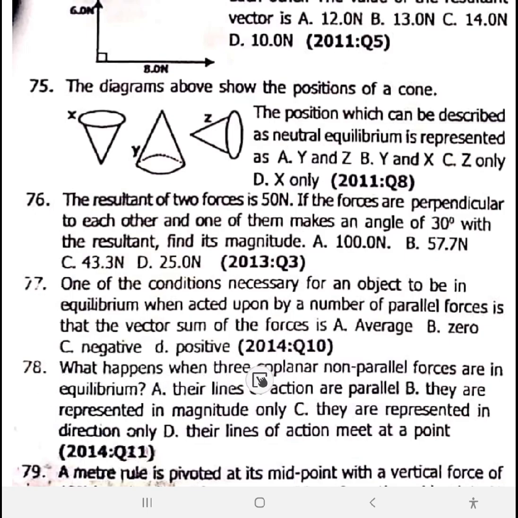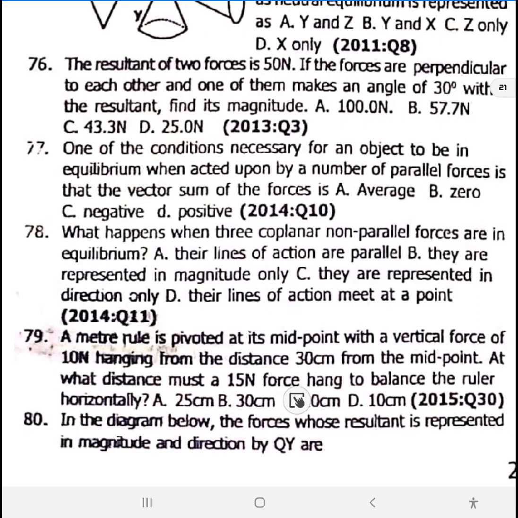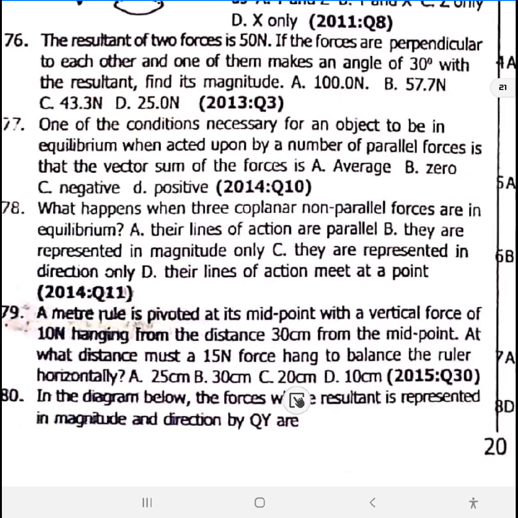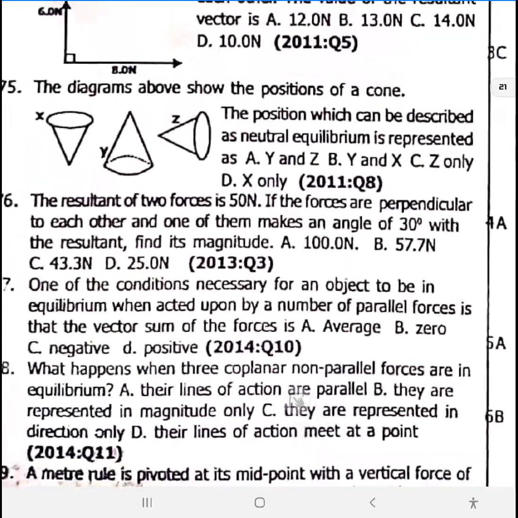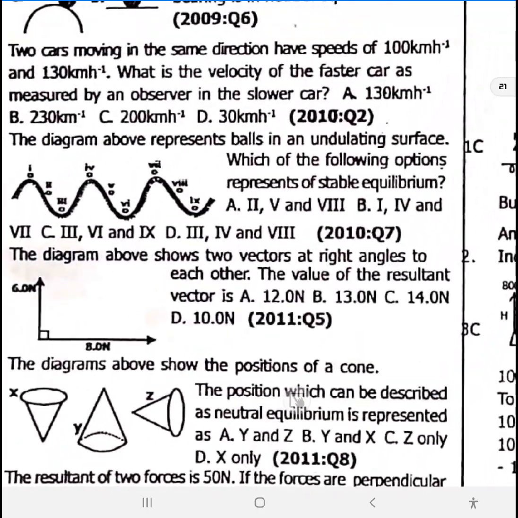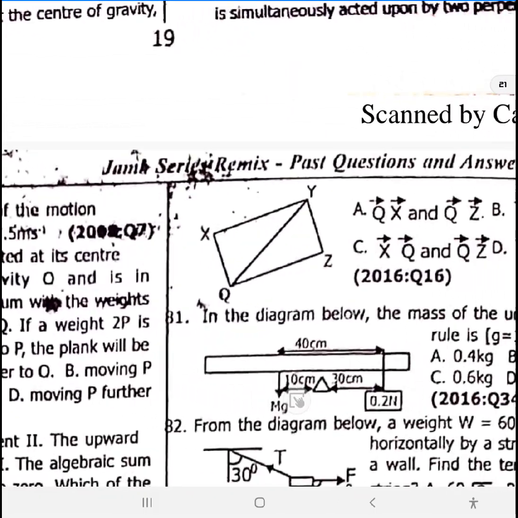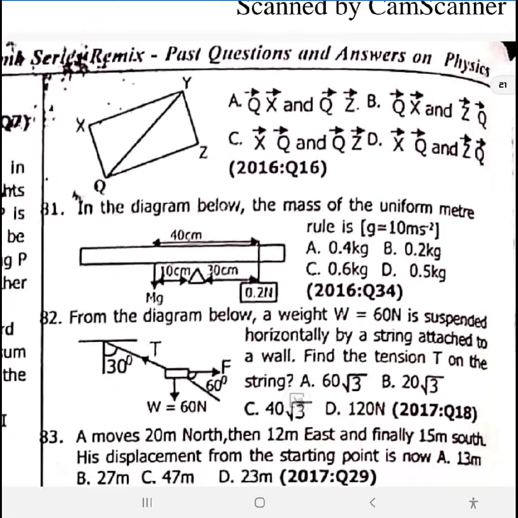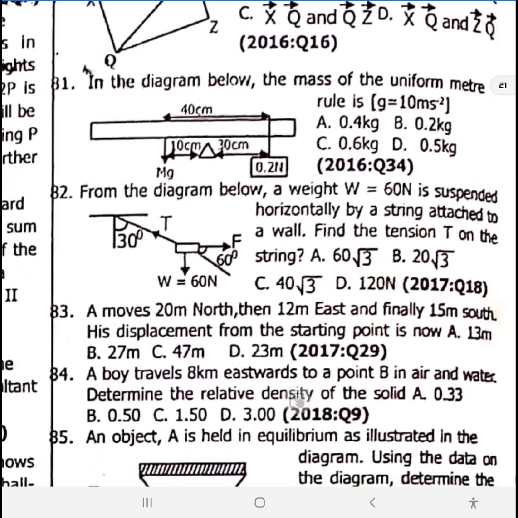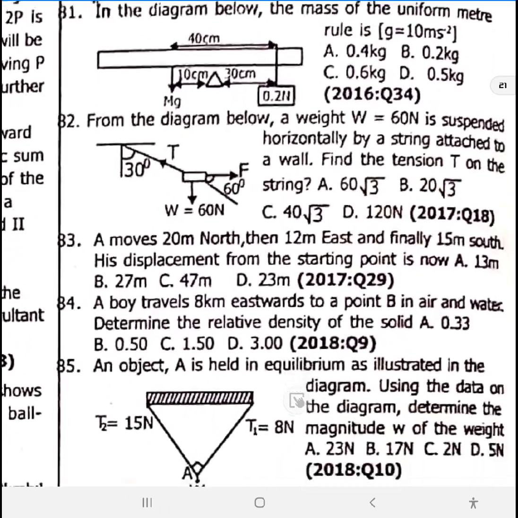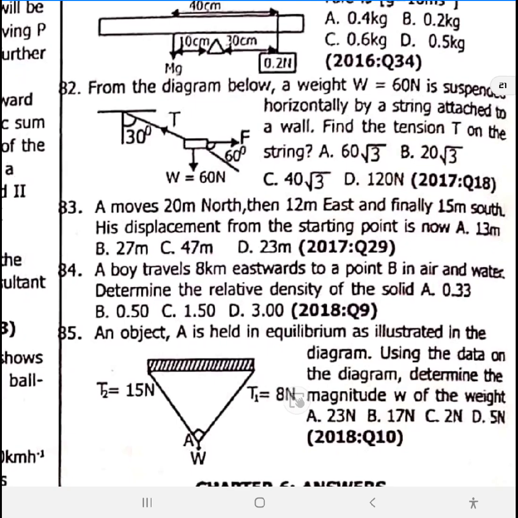78. What happens when three coplanar non-parallel forces are in equilibrium? What will happen is that their lines of action will meet at a point. Option D. So 79 has to do with calculation. 80 has to do with calculation. Okay, 81, a bit of calculation. The questions stop at 85. Yeah, all of them have to do with calculation.